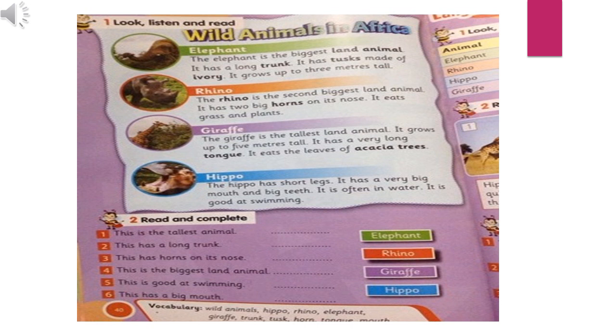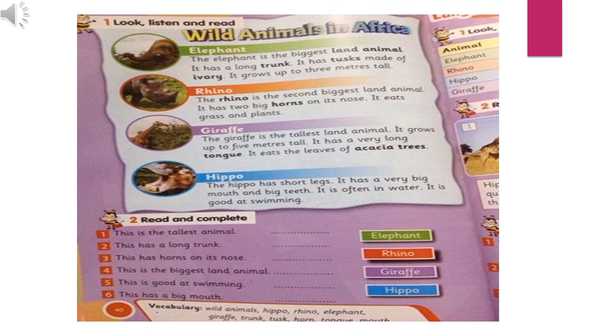As you can see in the previous slide, you will find the picture of the horns. And we said that you can find them on the animals' heads. But with the rhino, you can find them on top of his nose. So it has two big horns on its nose, as you can see in the picture. It eats grass and plants. This for the rhino. Let's move to the third animal, which is the giraffe.